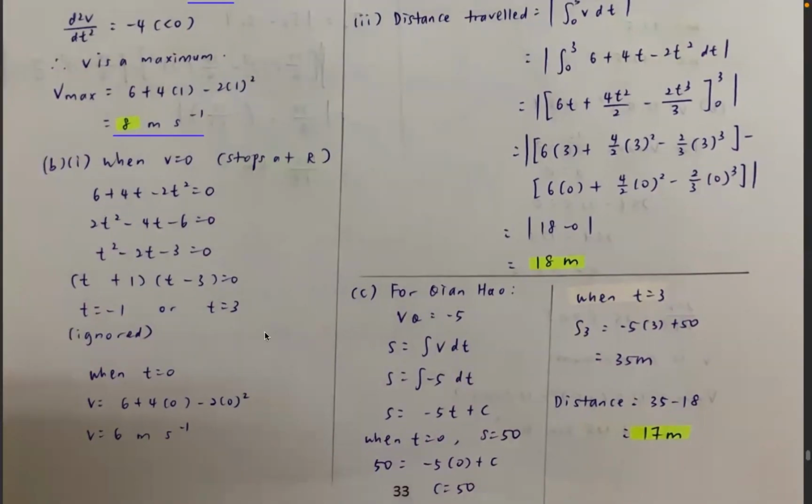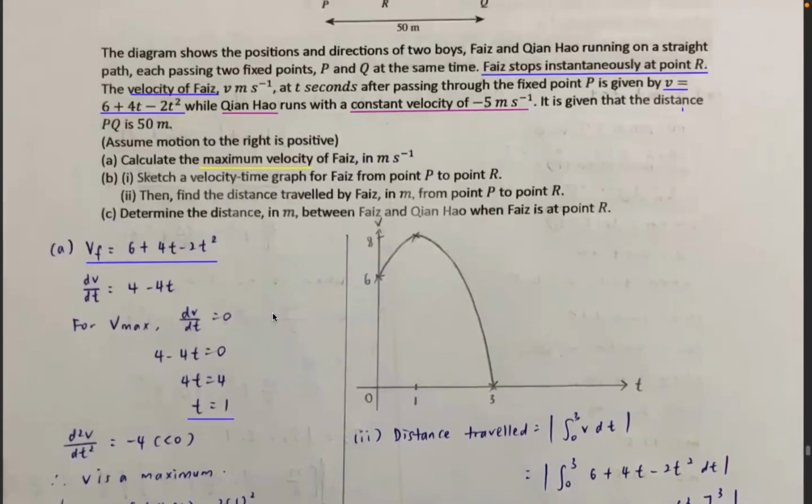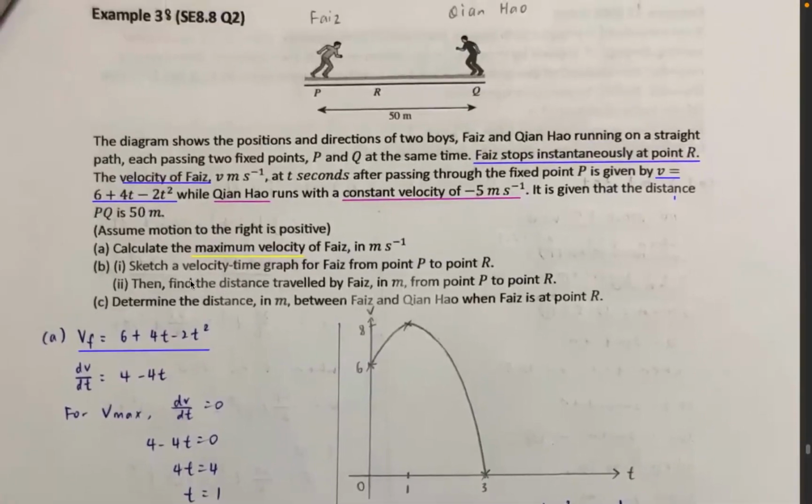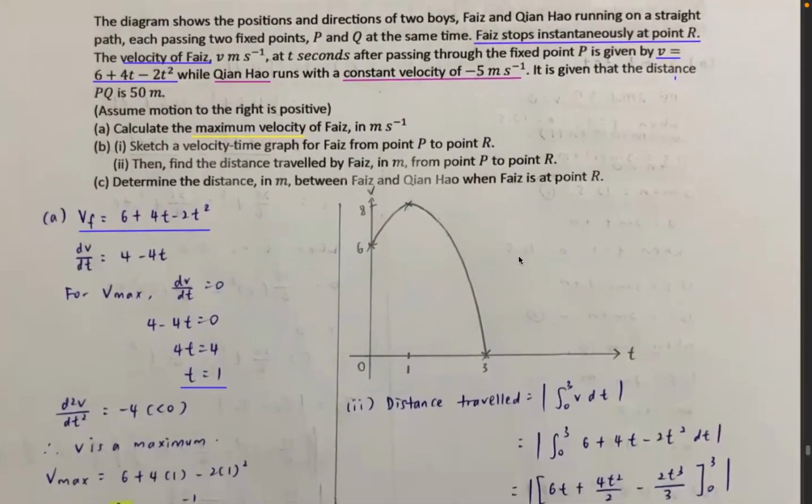So let's check what's the meaning of t equals 3. When v equals 0, t equals 3, that means Far East stops at point R at t equals 3. Then let's check the question. You are required to sketch a velocity time graph for Far East from point P to point R, and at point R, t equals 3. That means the range of time that you have to plot later is from 0 to 3.